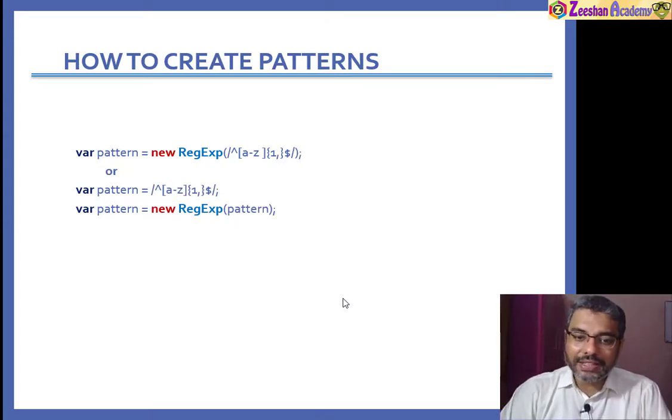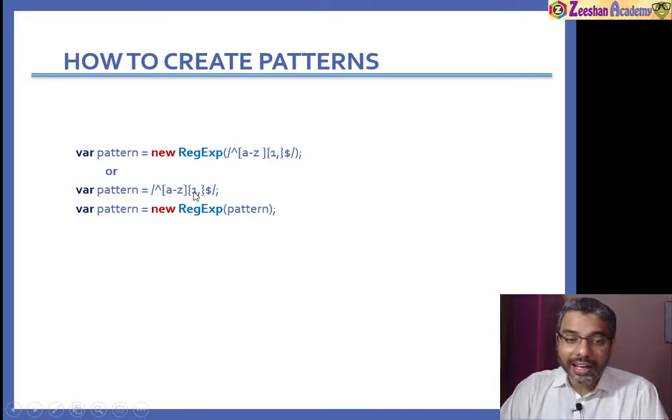Or you can define a pattern in this manner. Variable pattern, the same thing, slash, caret operator, bracket start A to Z, bracket close, curly bracket start 1 comma, curly bracket close. This basically means that I need to find A to Z. It must have one character A to Z, at least one, right?